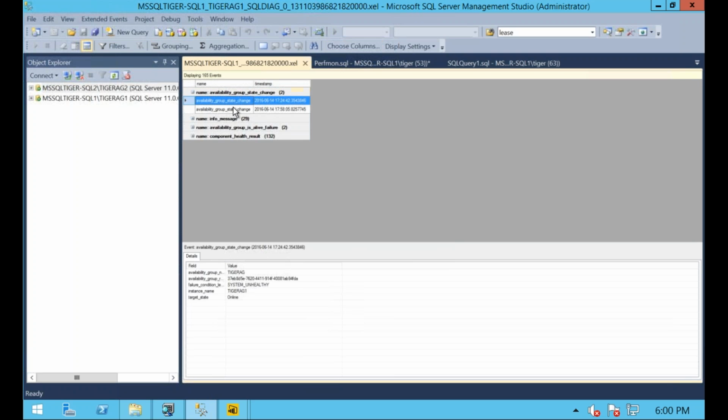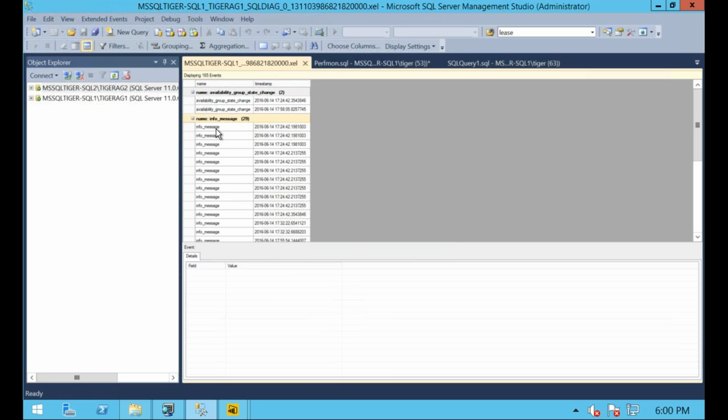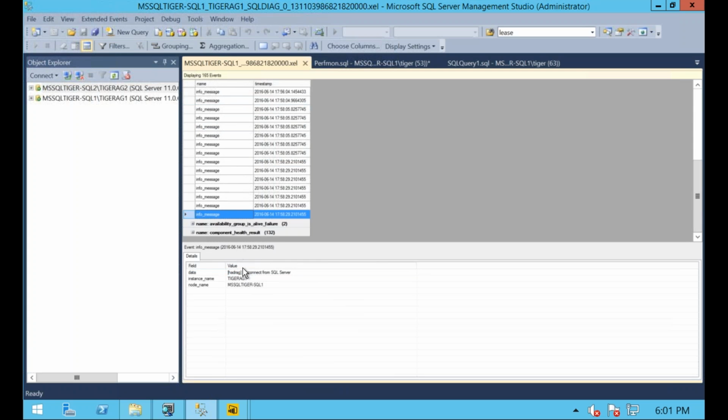You will get the availability group state change. It tells you whether the system's unhealthy or not. You can also see info messages, which are useful, and this is what will help you track down what's happening for that particular replica. So I get the instance name, I get the node name, and I also get information like, oh, you see, there's a connectivity failure. And that's around the time that I had the issue, which is 5:58.